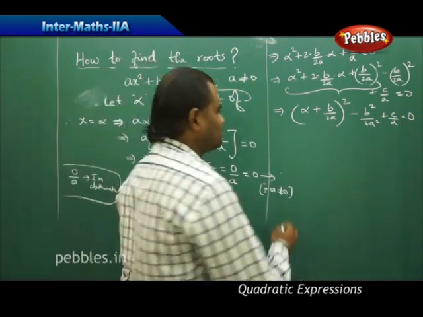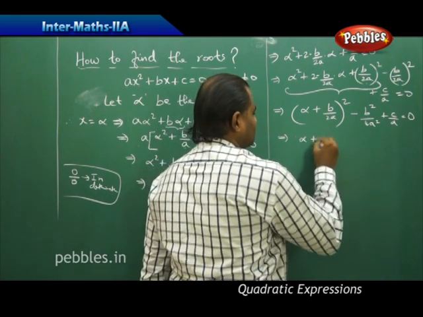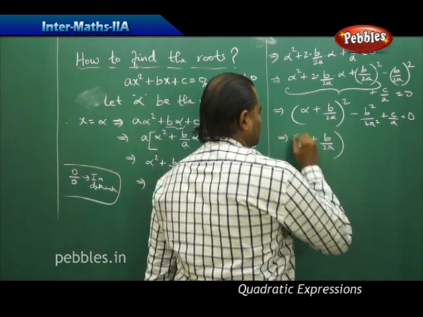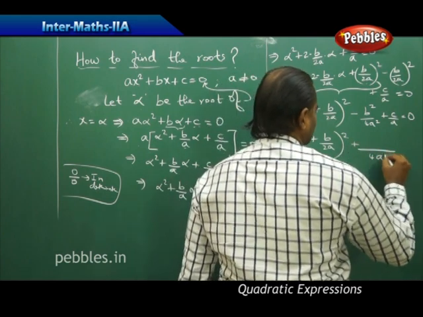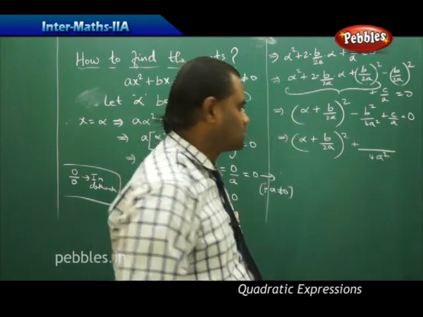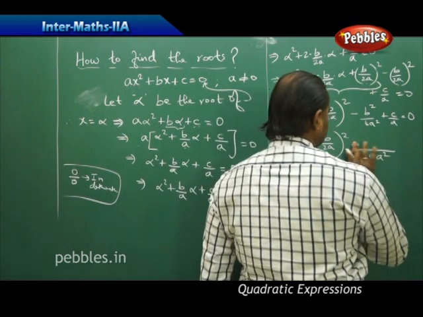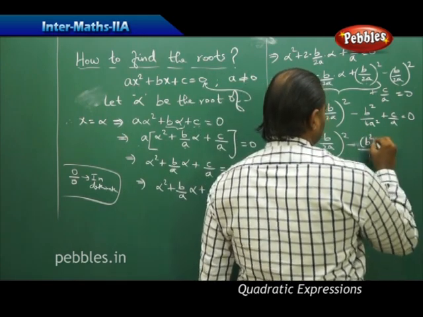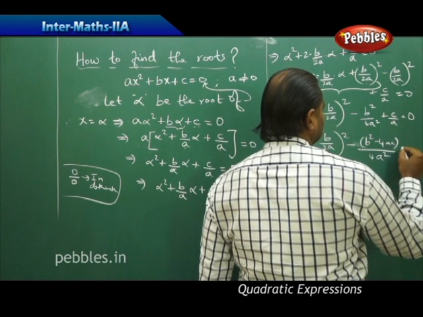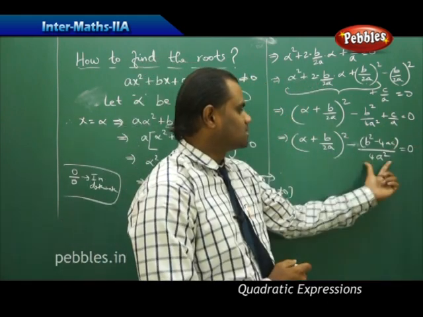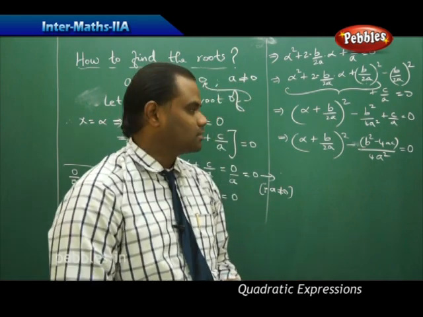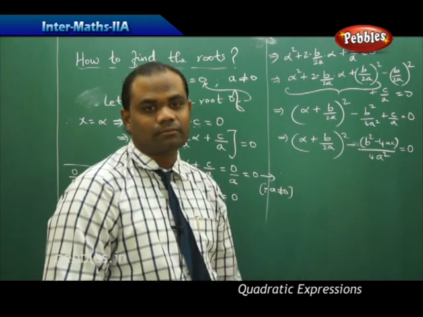And on further simplification, this gives me alpha plus b by 2a whole square plus, with 4a squared being the LCM, the LCM of this and this gives me b squared minus 4ac by 4a squared equal to 0.